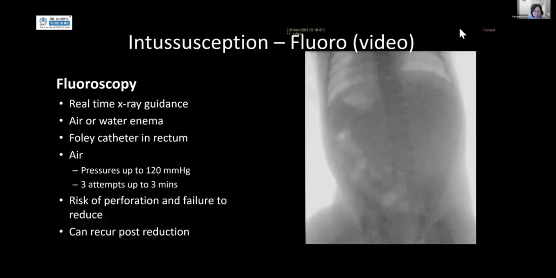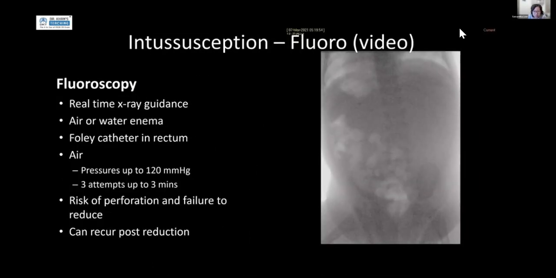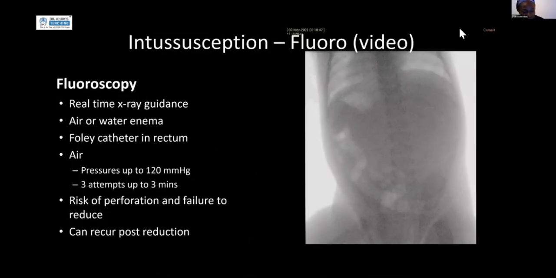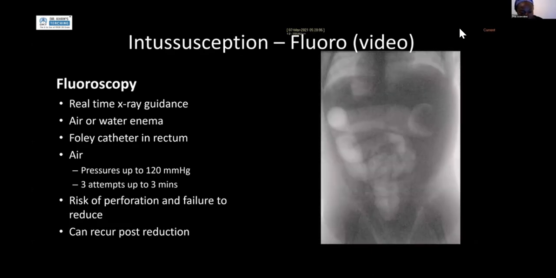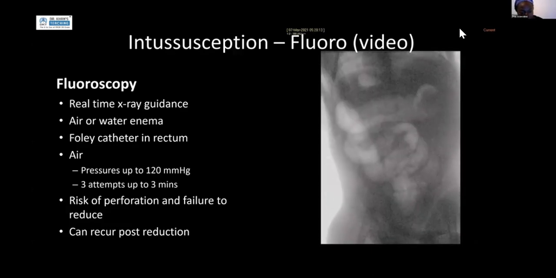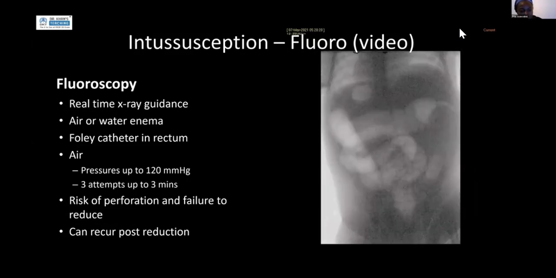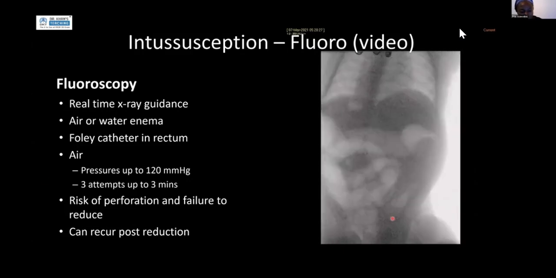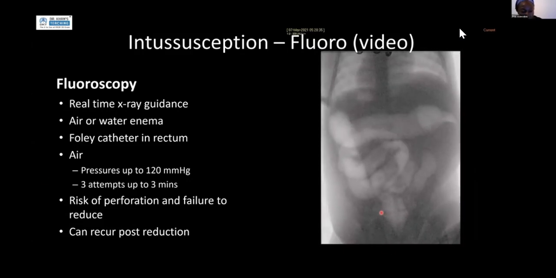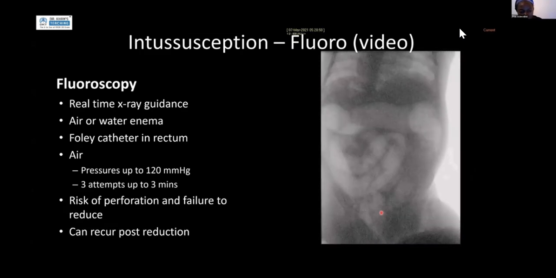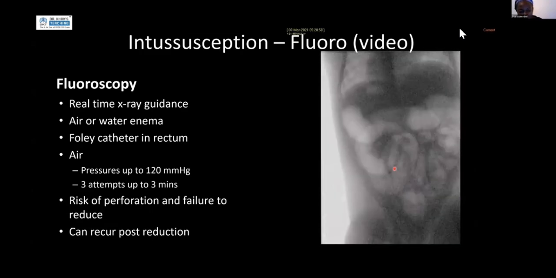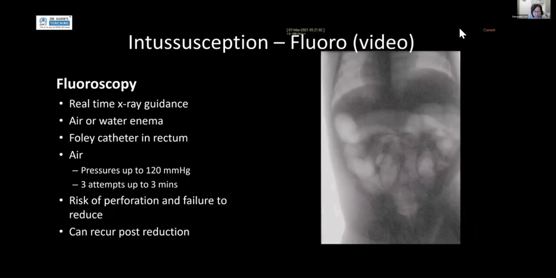Next one is this one, the reduction one. Okay, so this is a reduction. It goes very quickly, so we'll just play it a couple of times. So this is the catheter into the rectum, this line here. And then this patient is prone, so we're seeing gas opacifying the rectum and the sigmoid, and you can see that there's a filling defect. If you go back to it once again.